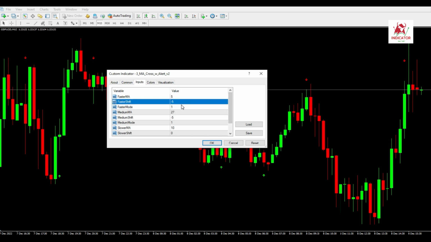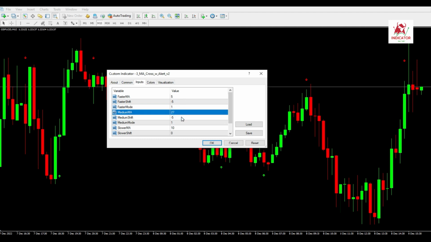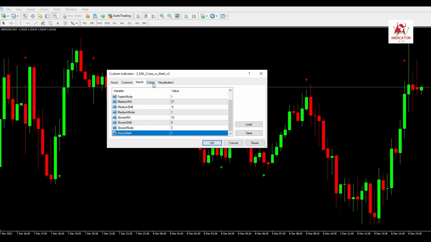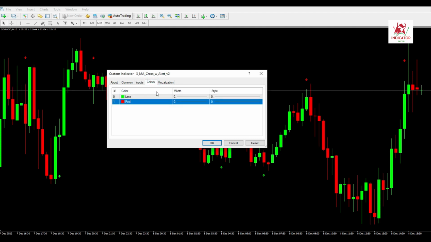When the crossovers happen, the indicator shows arrows along with diamonds. If it's a bullish crossover, then the indicator plots a blue arrow and diamond. Conversely, if it's a bearish crossover, then the indicator plots a red arrow and diamond. 3 MA Cross with Alert MTF indicator buy/sell signals.